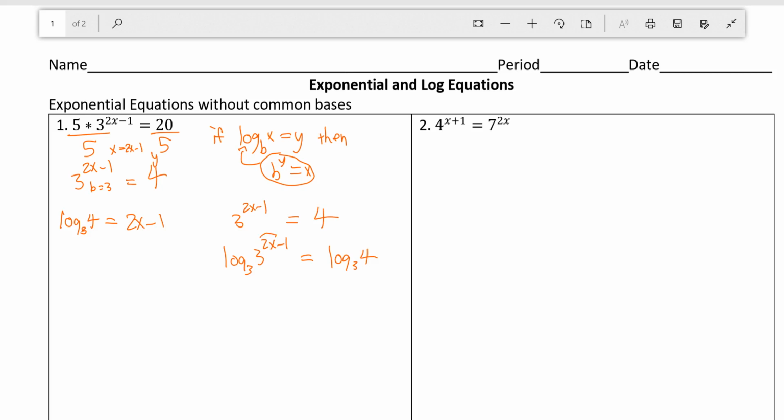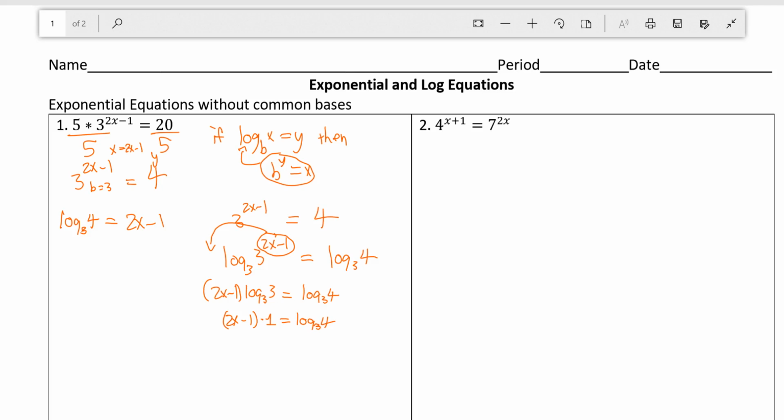Because this is now an exponent inside of a log, I'm allowed to bring it down. And then I have 2x minus 1 times log base 3 of 3 equals log base 3 of 4. And log base 3 of 3 is asking 3 raised to what exponent makes 3? The answer to that would be 1, so 2x minus 1 times 1 equals log base 3 of 4. So either way, you end up with the equation 2x minus 1 equals log base 3 of 4.